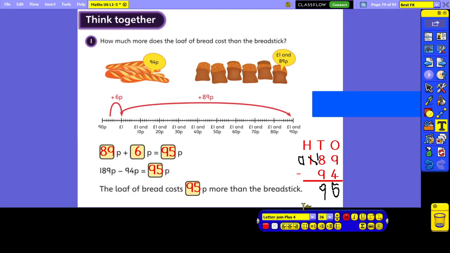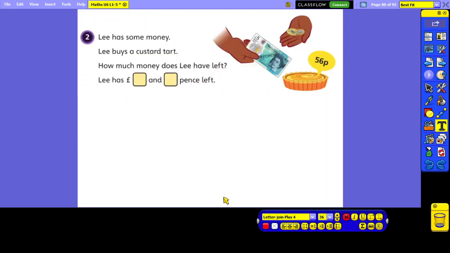Always be careful you read your question carefully. It might be asking you to find out how much more something is. It might be asking you to find out how much less something is. So, question 2, over to you. Lee has some money. He buys a custard tart. Lucky boy. How much money does Lee have left? Love a custard tart.